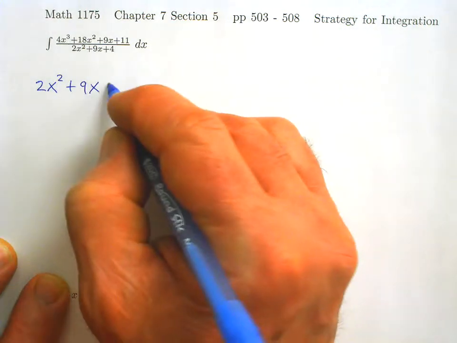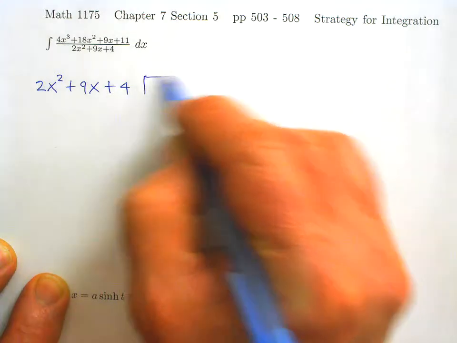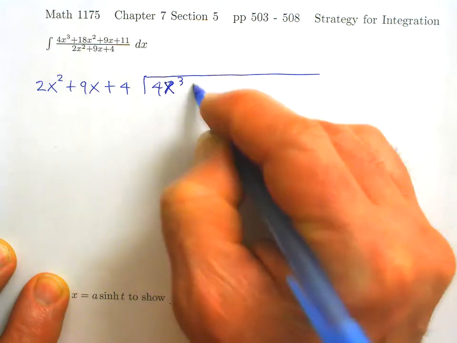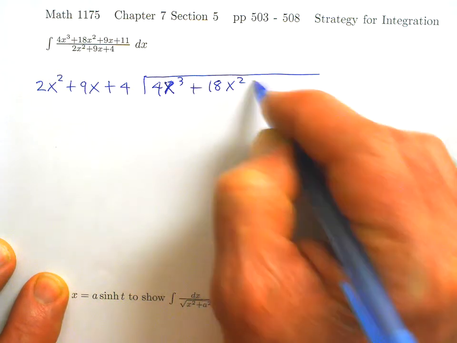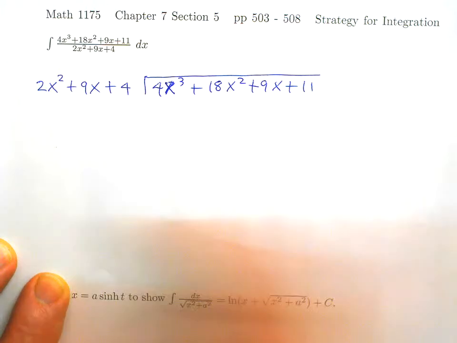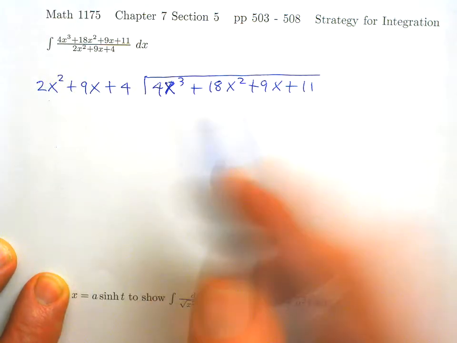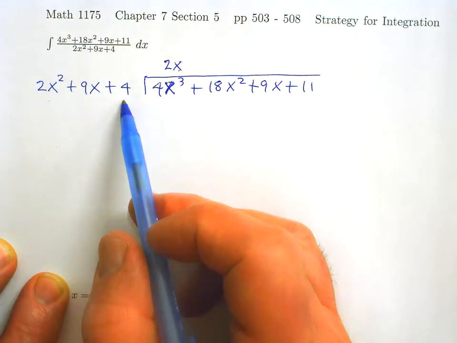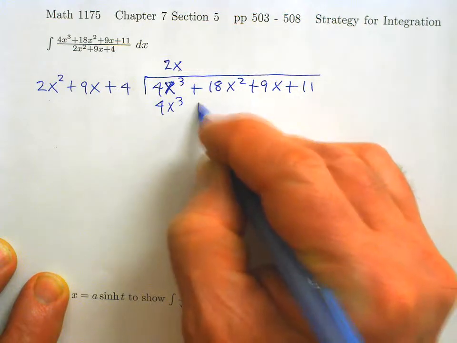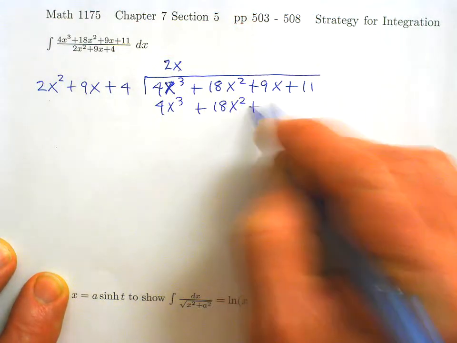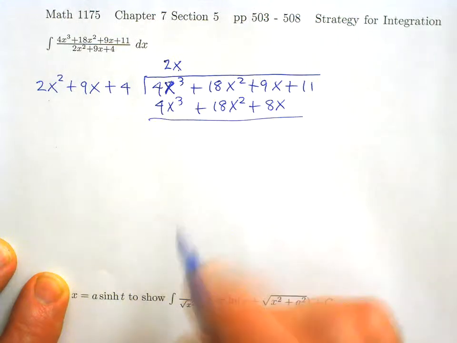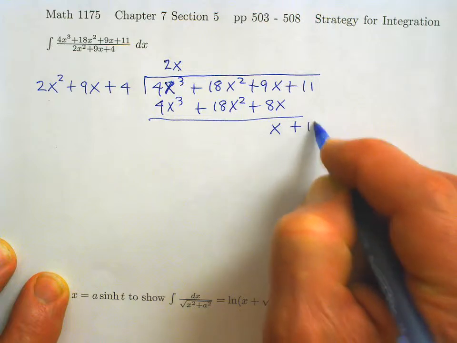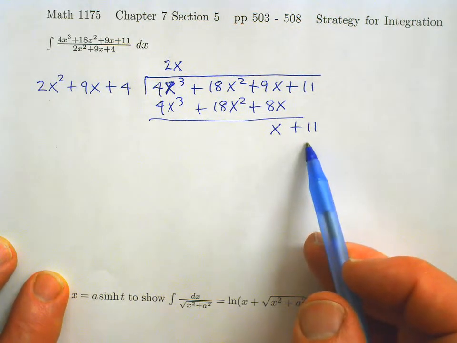2x squared plus 9x plus 4 divided into the numerator, 4x to the third plus 18x squared plus 9x plus 11. So 2x squared goes into 4x to the third 2x times, and then 2x times the divisor, we get 4x to the third plus 18x to the second plus 8x. And then when we subtract, we get 0 plus 0 and then plus x. And so our remainder is x plus 11.